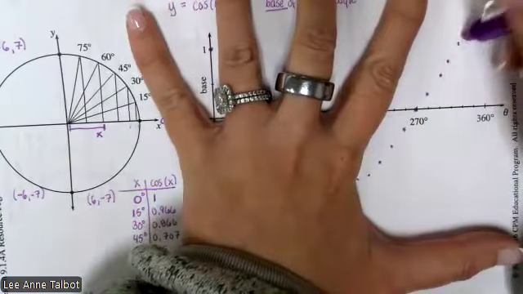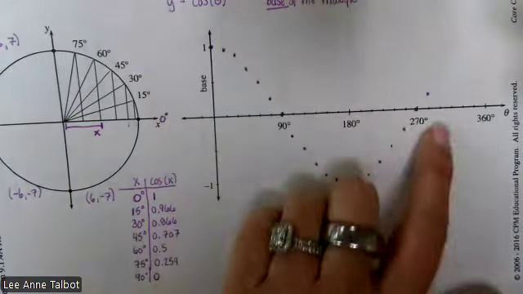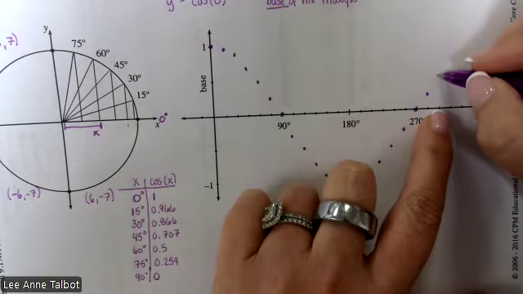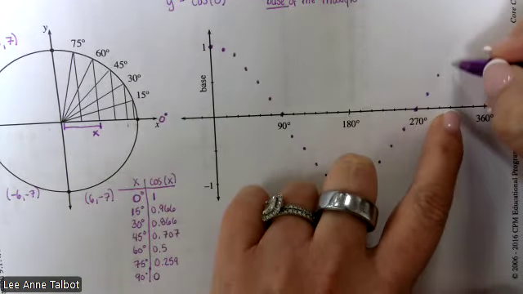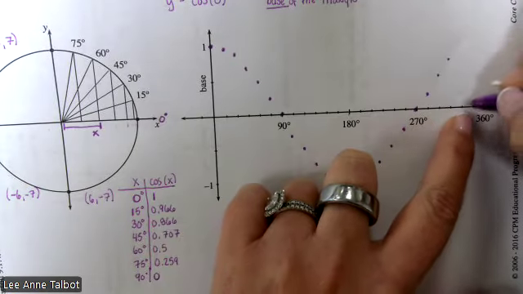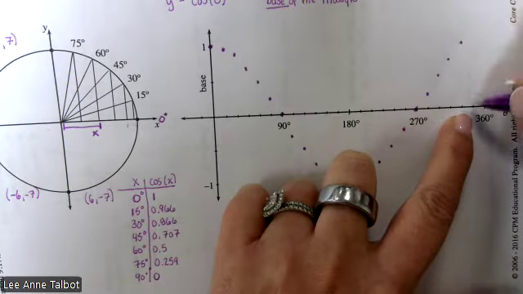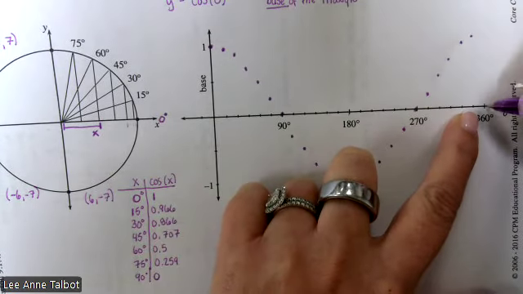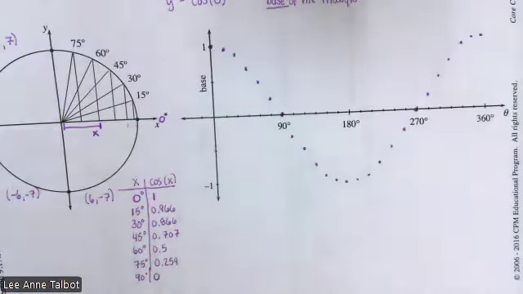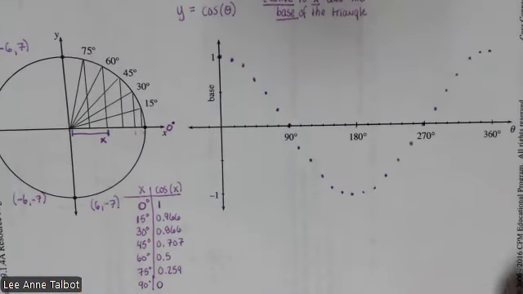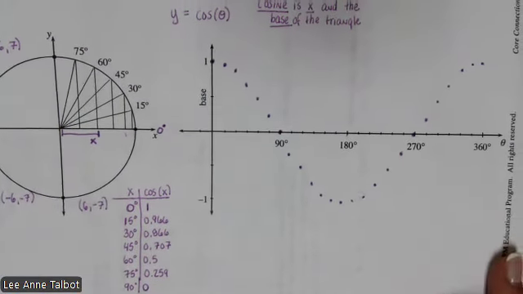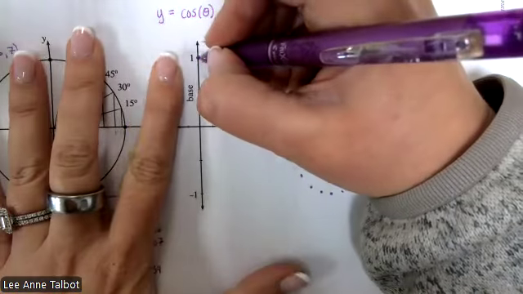That's wrong. Okay. 0.259, 0.5, area code 866, 966, 1. Okay, now the hardest part.